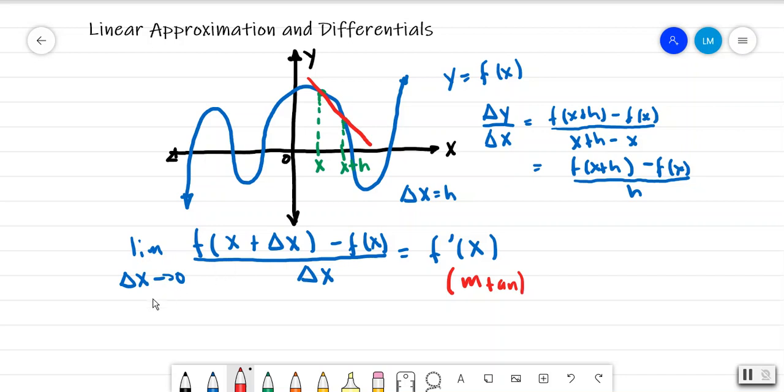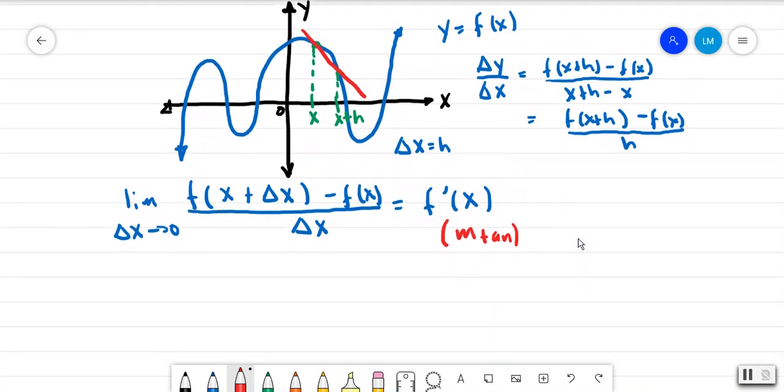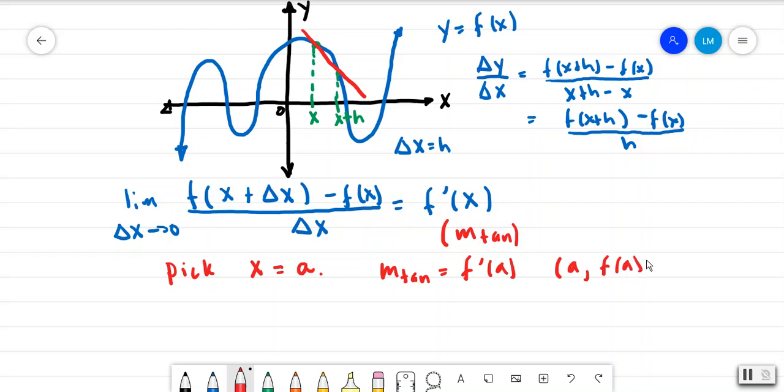But here's what we're going to do. I'm actually going to pick a point alongside here. It doesn't have to be necessarily x. We can actually just change it to a if we want to. The reasoning behind that is because I need to be able to estimate anywhere alongside the function f of x. So I'm going to pick x equal to a. Then from there, the slope of the tangent is equal to f prime of a, and the ordered pair that we're going to look at is a comma f of a.